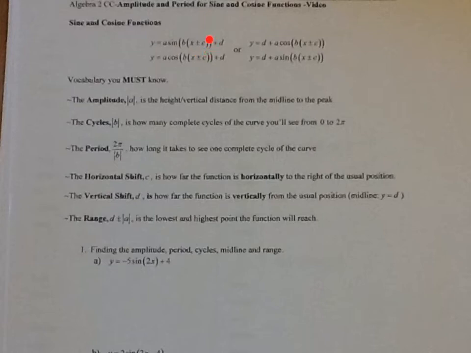Now don't worry about all the parentheses. Okay, it's just separating things. B times x plus c plus d, and notice the d is on the outside. So notice here inside the c that's being added or subtracted from the x, that's just shift left and right. And your d is on the outside being added or subtracted from the whole thing, your y value, which is going to be your shift up and down along the y-axis.